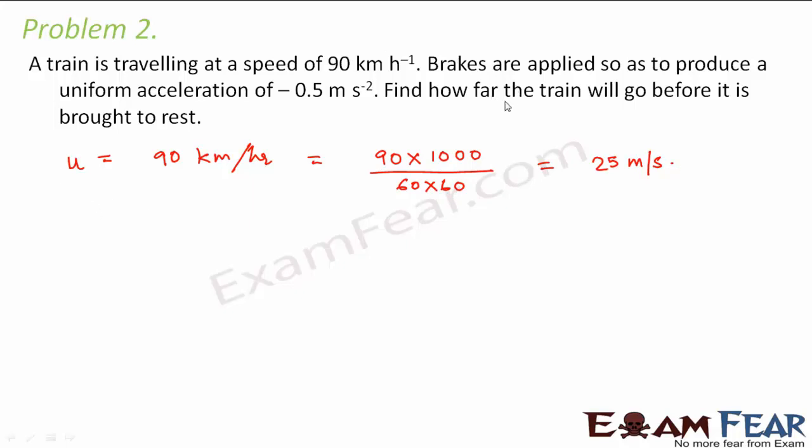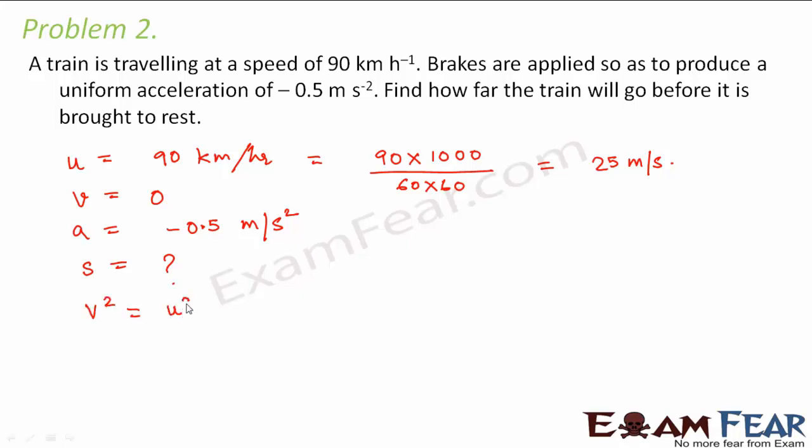Now in this case, we have to find out the distance till which the train will go before it comes to rest. That means finally it has to come to rest. So its final velocity should be equal to 0. What is the acceleration? Acceleration is minus 0.5 meter per second square. So it is basically retarding, right? We have to calculate the value of s.